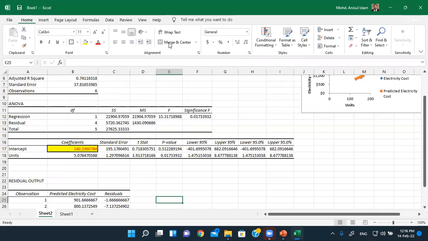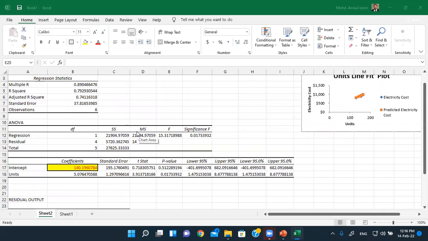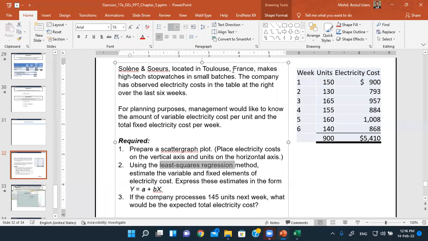Okay. And what is our variable cost per unit from the output? Is it anywhere here? 5.08. So 5.08 is here. This is our variable cost per unit. So we have got it. Our variable cost per unit is 5.08. Okay. So express this estimate in the form of y equals a plus bx.